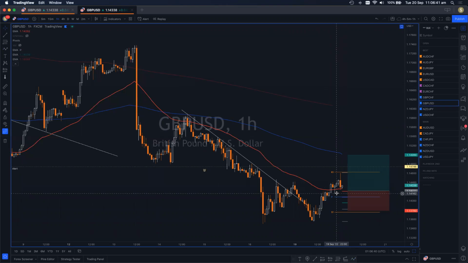Although it has given a clear break and retest of the 1 hour 50, but with the fibs, it just doesn't line up very cleanly. It does line up almost, but it's not very clean. A bit risky. Hopefully we'll get a bigger break and a pullback later on today.